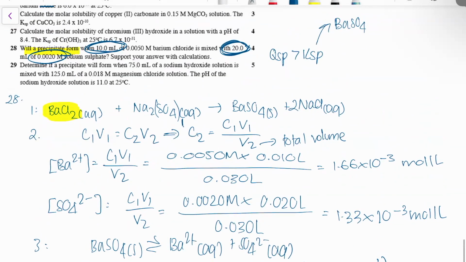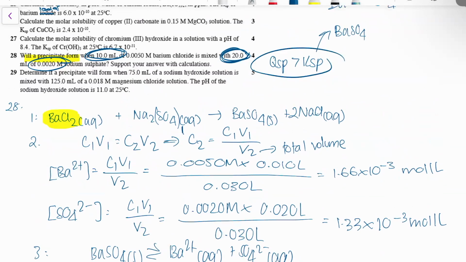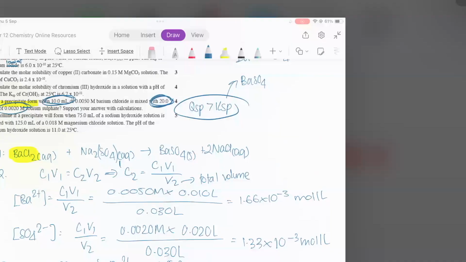And then for a precipitate to form, I need QSP to be greater than KSP. They haven't given me the KSP in this case. Where do I go looking for it? The data sheet. Let's go look for it there.